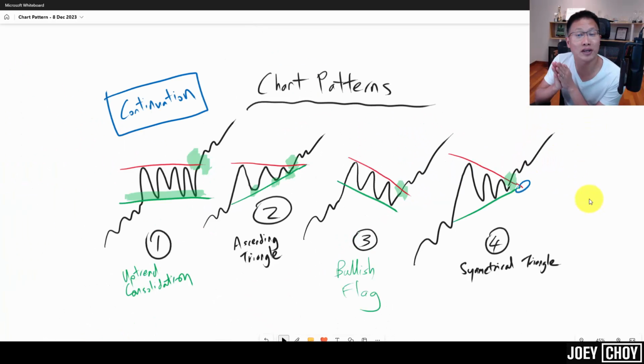So now that you know these 4 bullish continuation patterns, right, let's go ahead and look at some live case studies to see if you can spot any of these patterns, whether it's an ascending triangle or a symmetrical triangle or maybe some consolidation in an uptrend. Let's see if you can spot these patterns, and most importantly, what happened after spotting these patterns. Did it go up higher? Did the uptrend actually continue? Let's take a look.